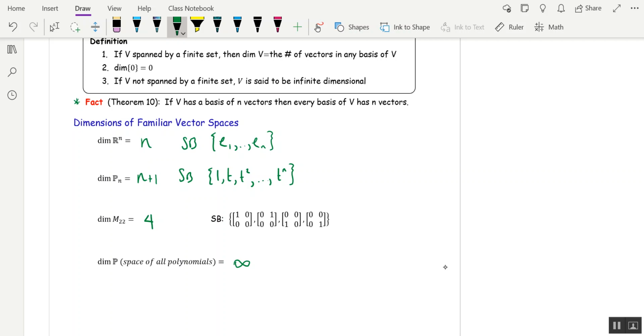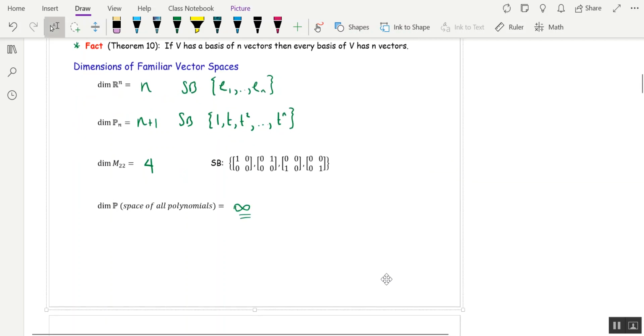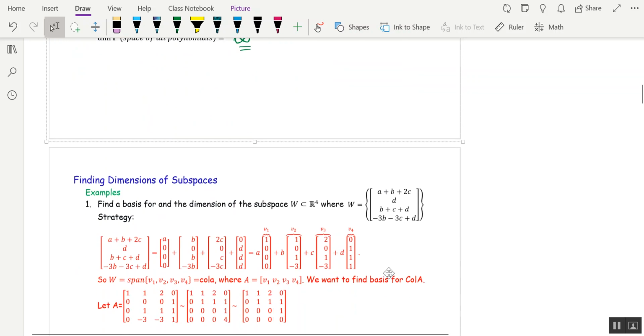There's a proof, I think I put one at the end, it's a proof by contradiction. You assume that P is spanned by a finite set. You can always find a polynomial of a higher degree than the highest one in your basis that wouldn't be in your basis. I didn't say that very well. The proof is by contradiction, but you can trust me on this one. The dimension of P is infinity. Okay, so what we want to do today is find the dimensions of subspaces.